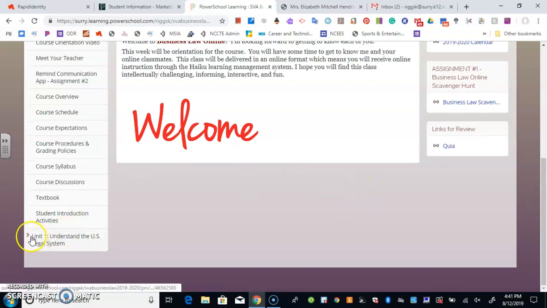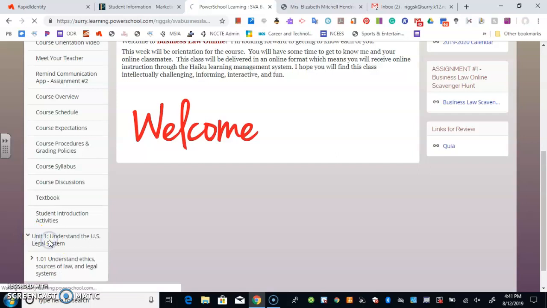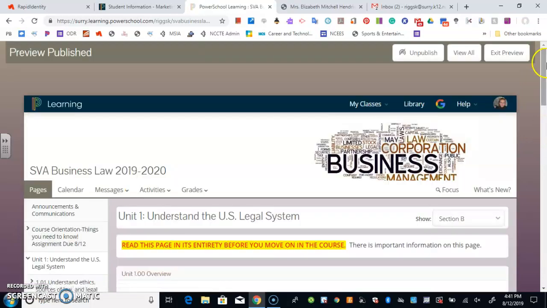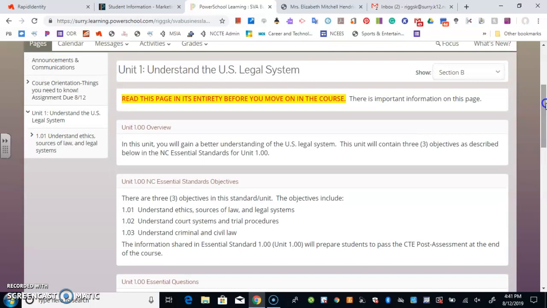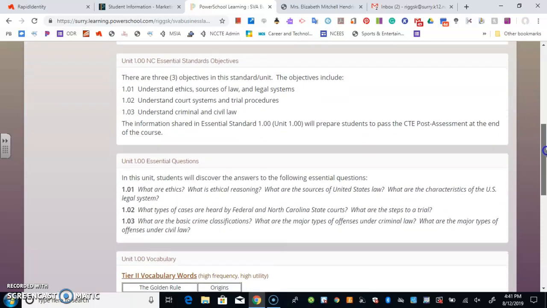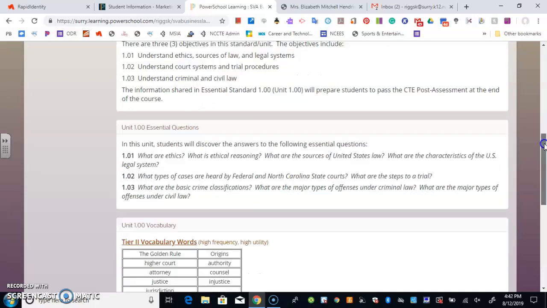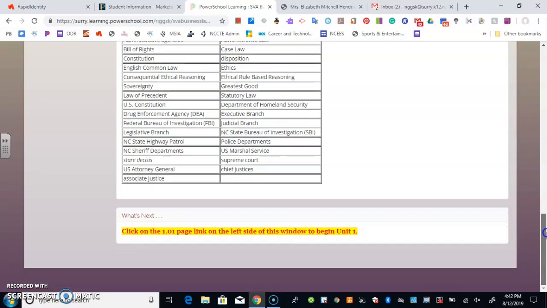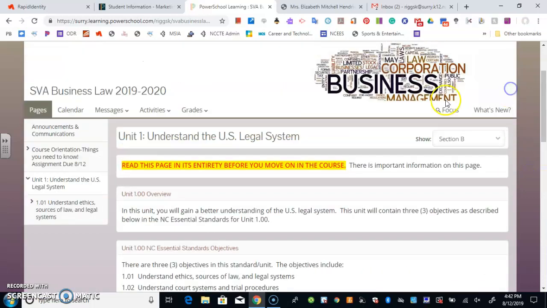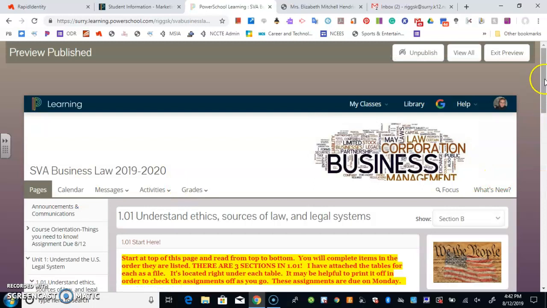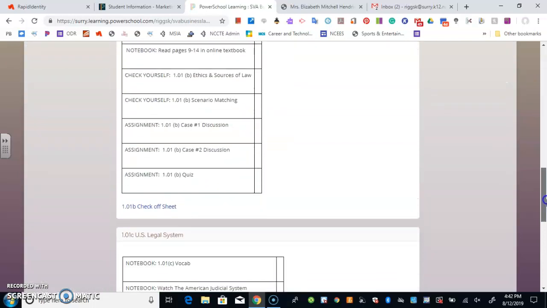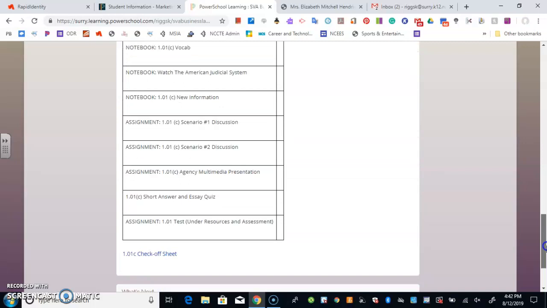For this week, we're going to start Unit 1, and you will read through. You'll notice I give you prompts to tell you read through the pages here. Unit 1 is in 3 sections, 101, 102, 103. Here's all the Unit 1 vocabulary words, and it tells you where to go next. And we're going to start with 101. 101 is broken into 3 sections. You can notice 101A, 101B, 101C.